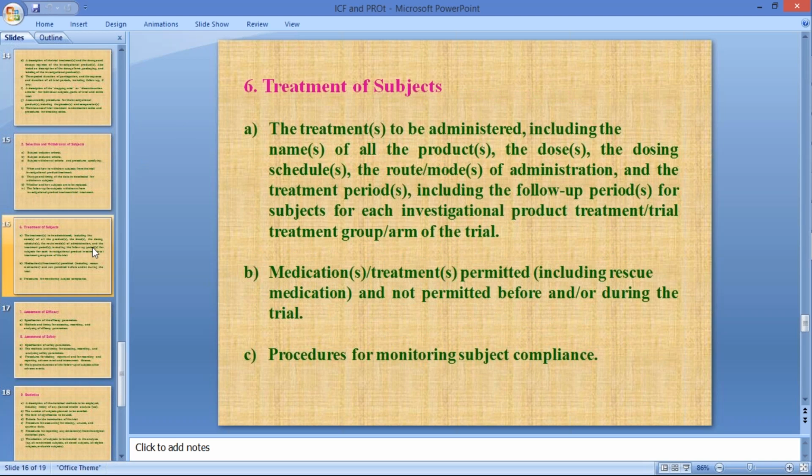So treatment of the subjects. So the treatment products, dose, duration, treatment period, including follow-up, all these. And what are all the medications which are permitted? What are all the medications which are not permitted? Before the trial, during the trial.